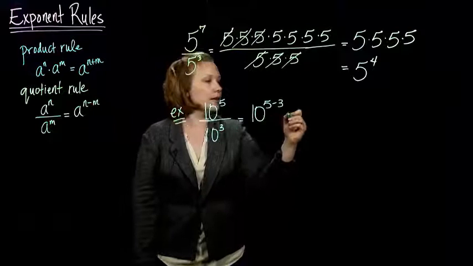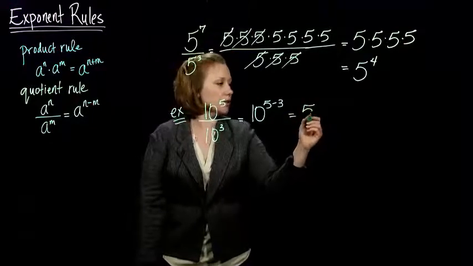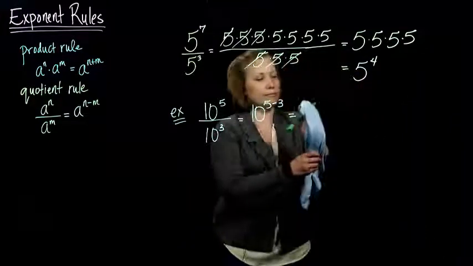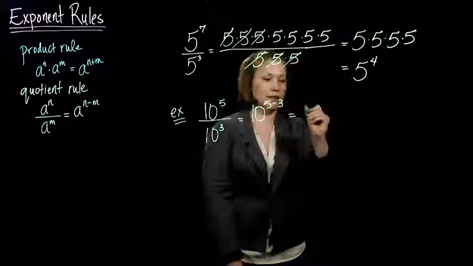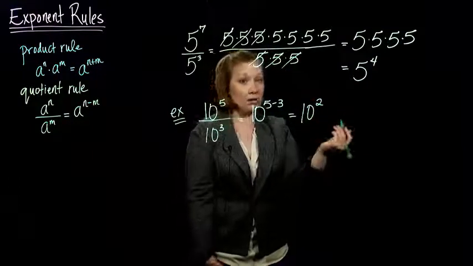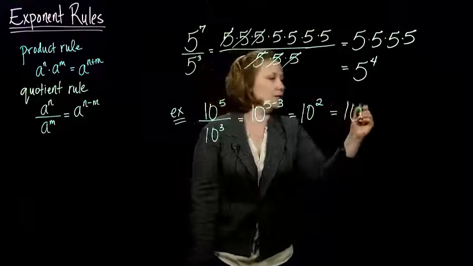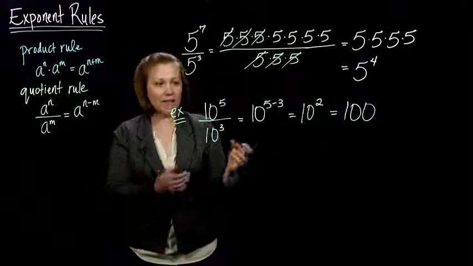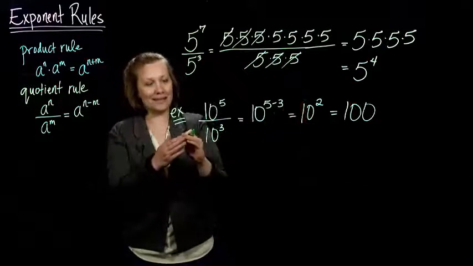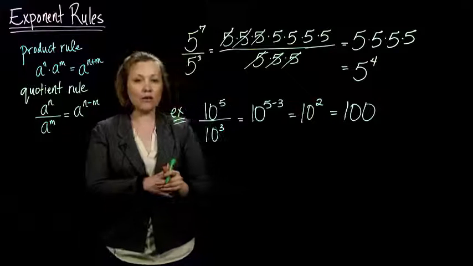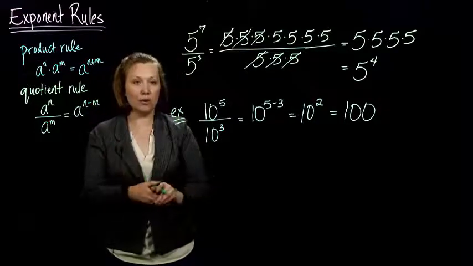bottom. So I get 10 to the 5 minus 3, which is not 5. So this is 5 minus 3 is 2. So 10 to the 2nd power, which, not too bad, we can do that. 10 to the 2nd power is 100. Now that was a lot easier than multiplying 10 by itself 5 times, multiplying 10 by itself 3 times, and then dividing. So that's how you could use the quotient rule for exponents.